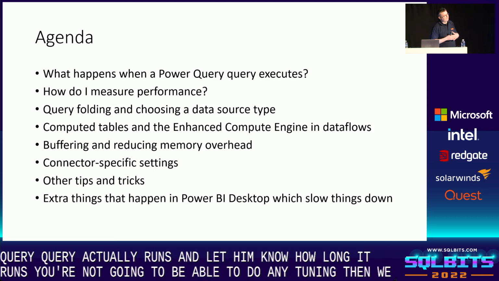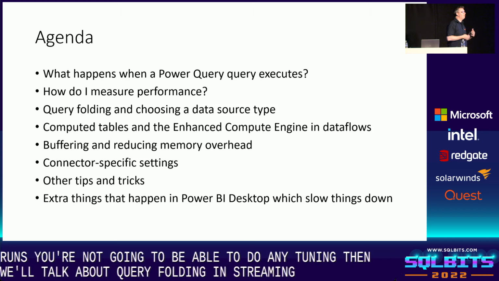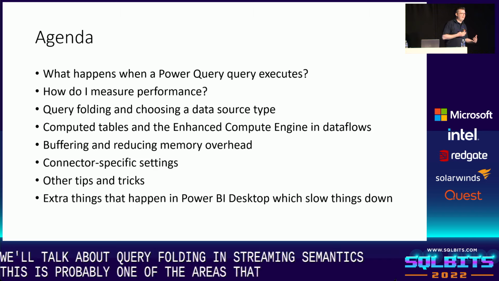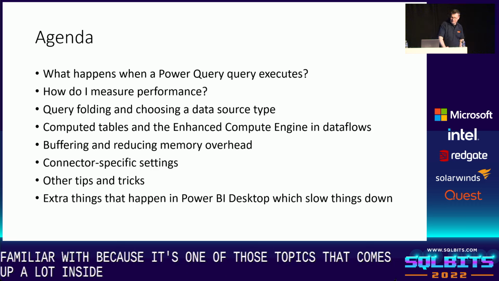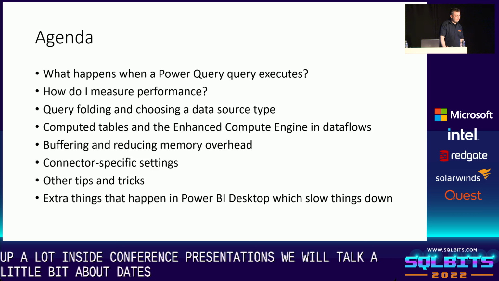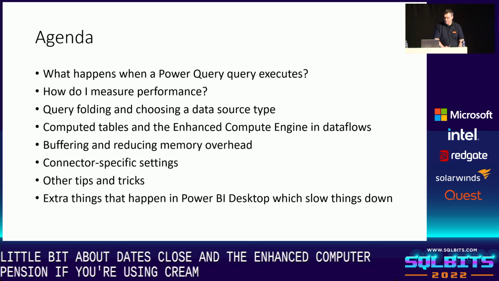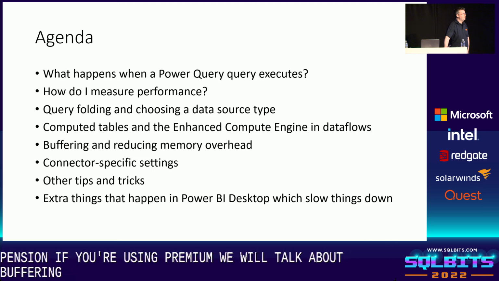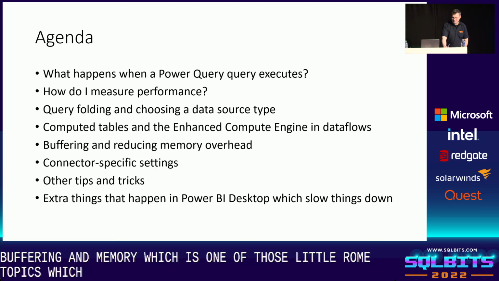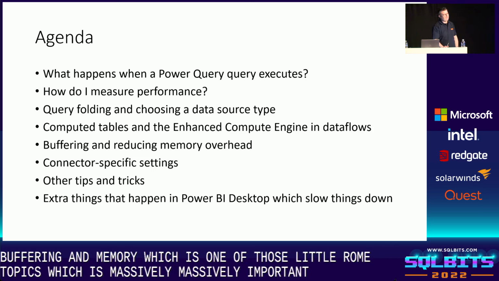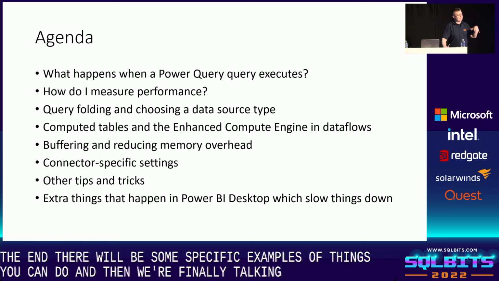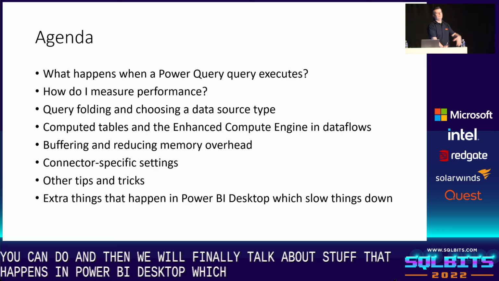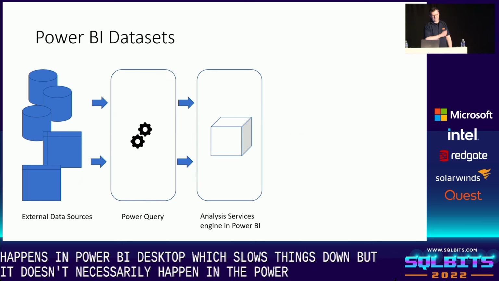Then we will talk about query folding and streaming semantics. This is probably one of the areas that you're most familiar with, because it's one of those topics that comes up a lot inside conference presentations. We will talk a little bit about data flows and the enhanced compute engine if you're using premium. We will then talk about buffering and memory, which is one of those little-known topics which is massively, massively important. And then towards the end, there'll be some specific examples of things you can do. And then we'll finally talk about stuff that happens in Power BI Desktop, which slows things down, but which doesn't necessarily happen in the Power BI service.